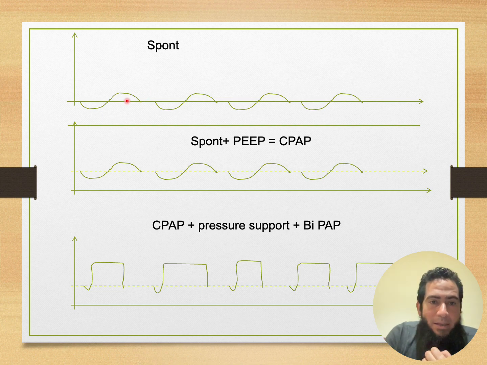Because we said that CPAP is only spontaneous plus PEEP, pressure support can be added to this mode. Any ventilator mode with spontaneous breathing in it can have pressure support as an alternative or as an option. So pressure support, if added to CPAP, is BiPAP then. So BiPAP is CPAP plus pressure support. To summarize, this is spontaneous breathing, CPAP is spontaneous plus PEEP, and BiPAP is CPAP plus pressure support.